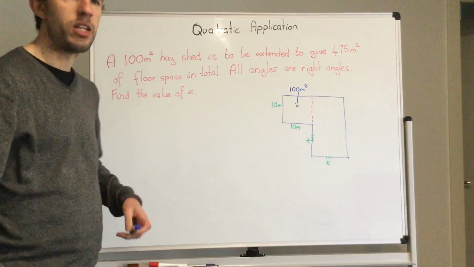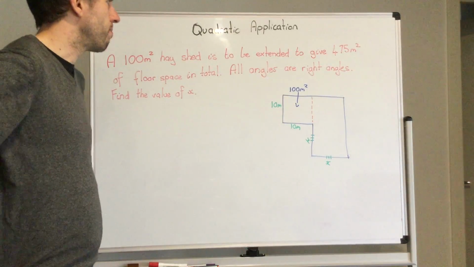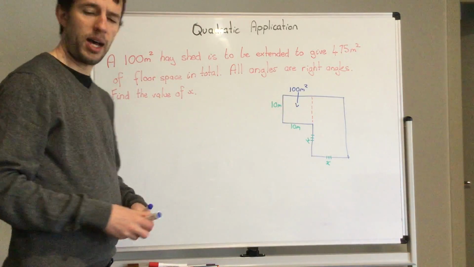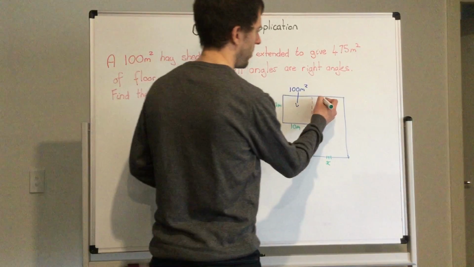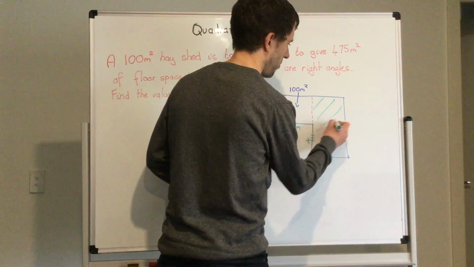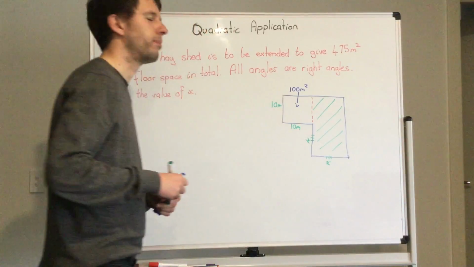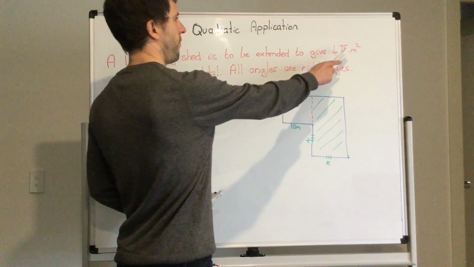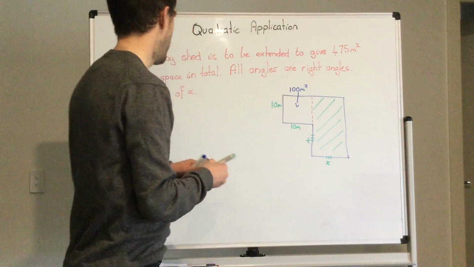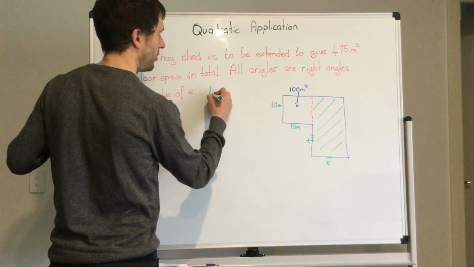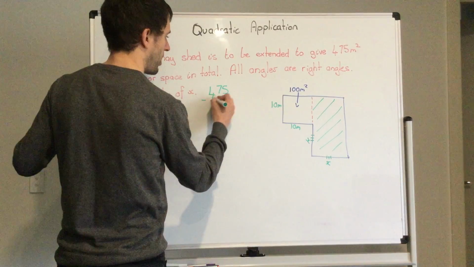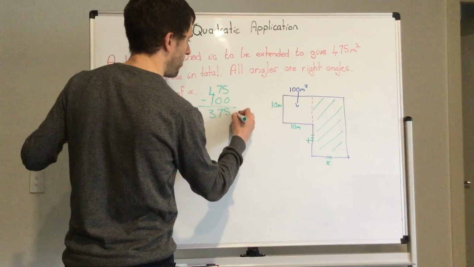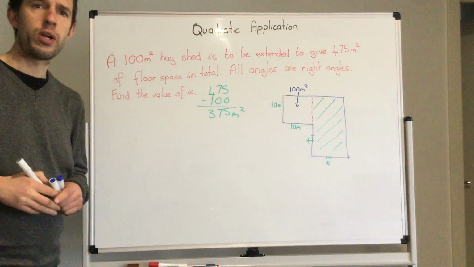Well, the first thing we need to do is work out our information. So, if we know this is 100 squared, I just need to know this part here. What is this equal to? Well, that space is equal to 475, take away 100. So 475, take away 100, that gives me 375 meters squared. So that's the area that I'm looking at.